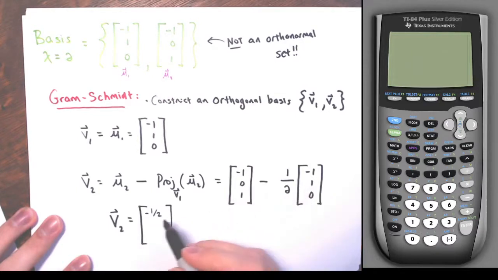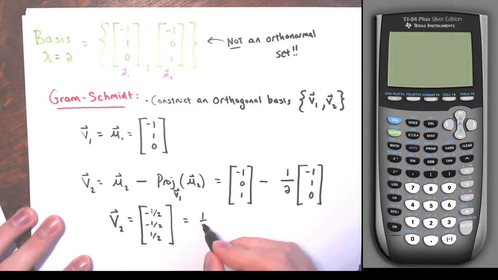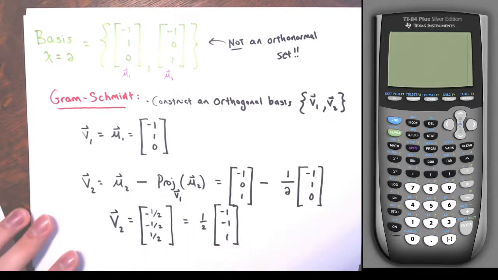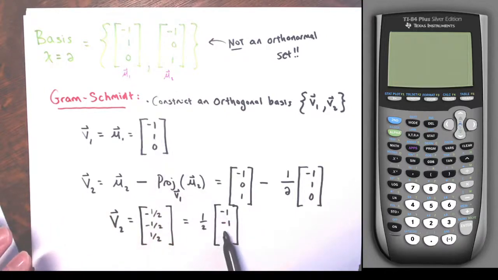0 minus a half, negative 1 half. And 1 minus a half, which would be positive 1 half. Which, if you'd like, I can call this a half times the vector negative 1, 1, if you want to write it that way as well. Alright, so these two vectors now form an orthogonal set.